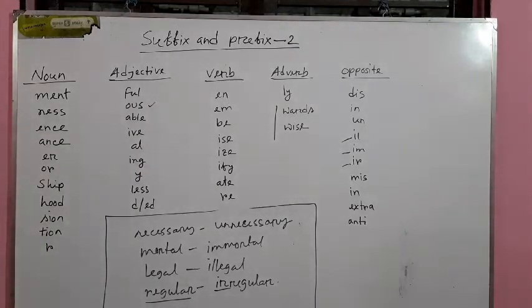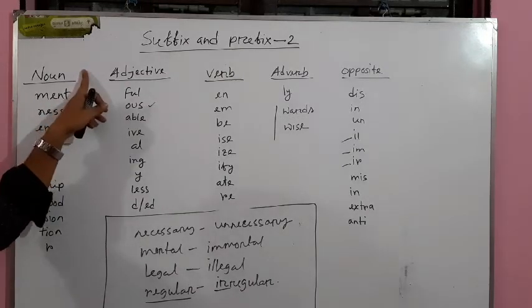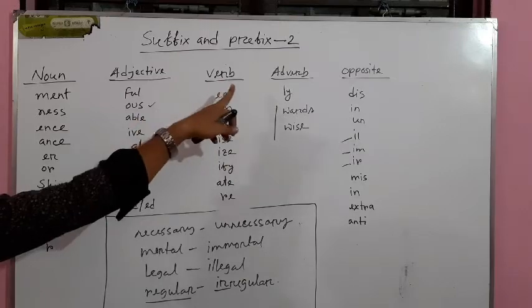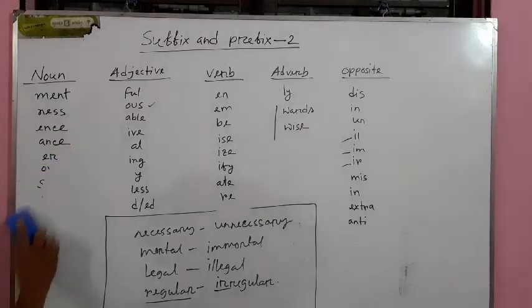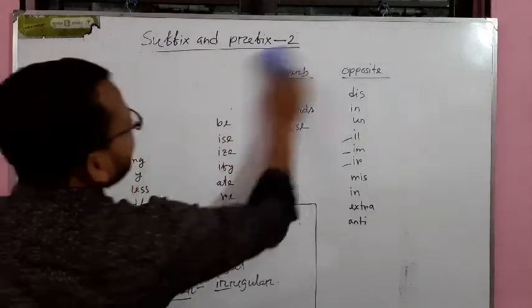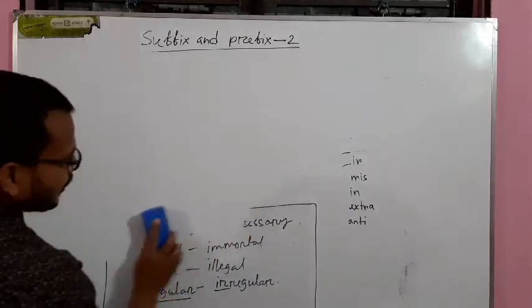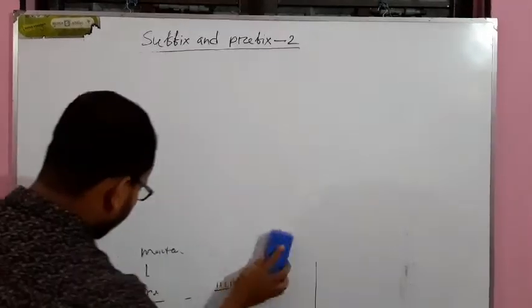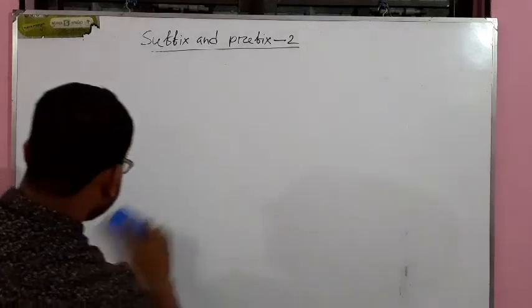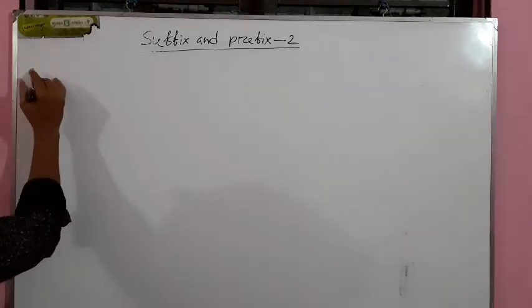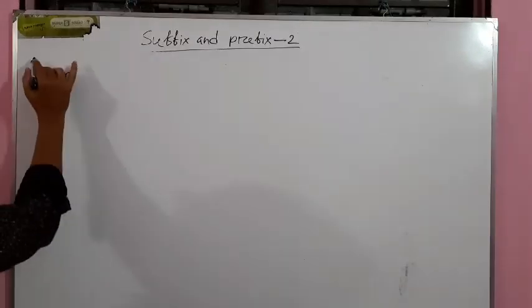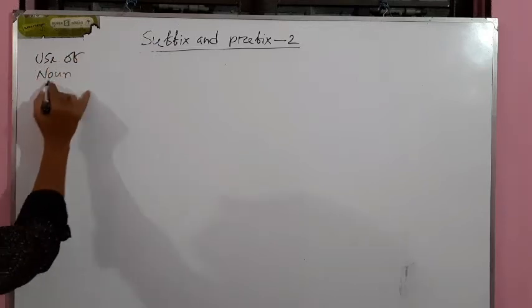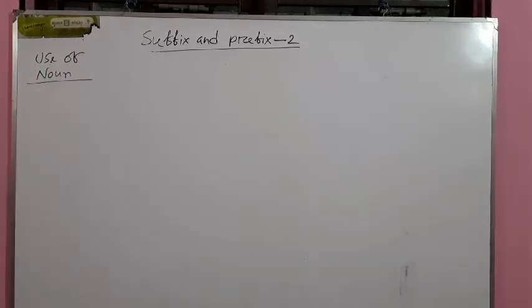Okay, let's go to the next part. Now I will try to show you where you will use a noun, or where you will use an adjective, where you will use a verb or adverb, or where you will use the opposite word. Okay, let me write some words. Gradually, I will go gradually. Please wait. Very firstly, I will write where you will use noun. Use of noun. Where you will use noun.